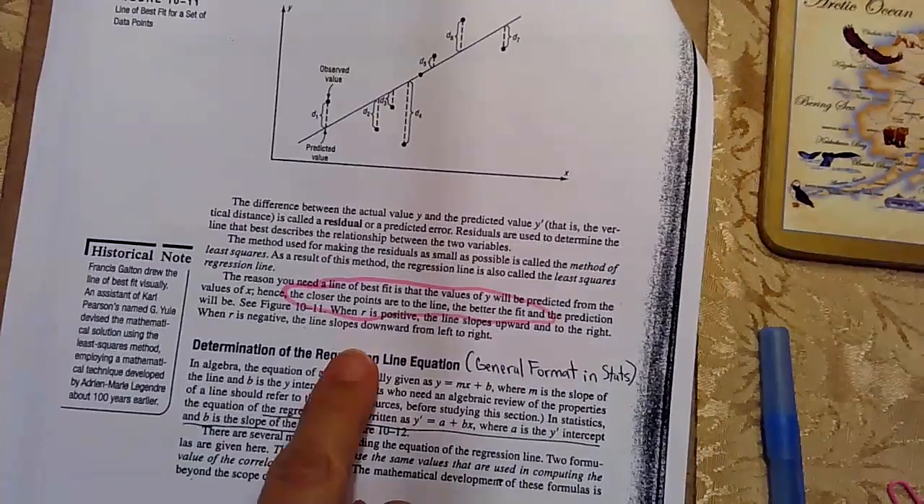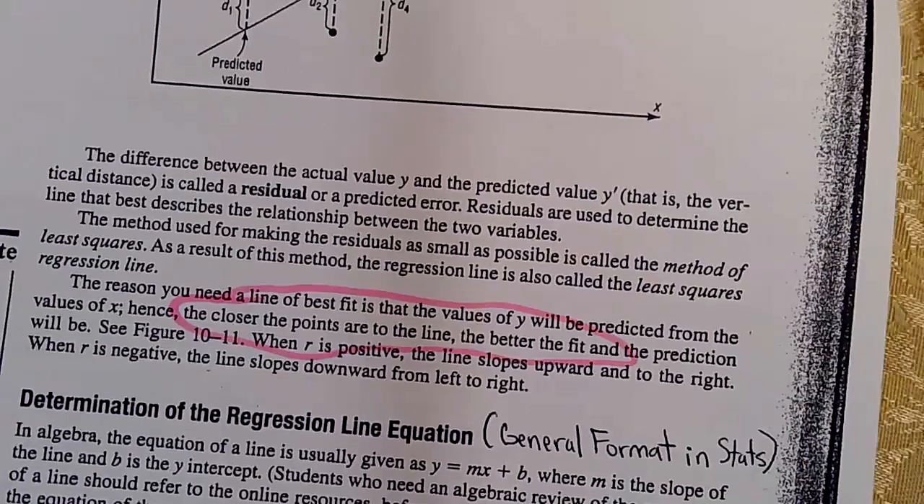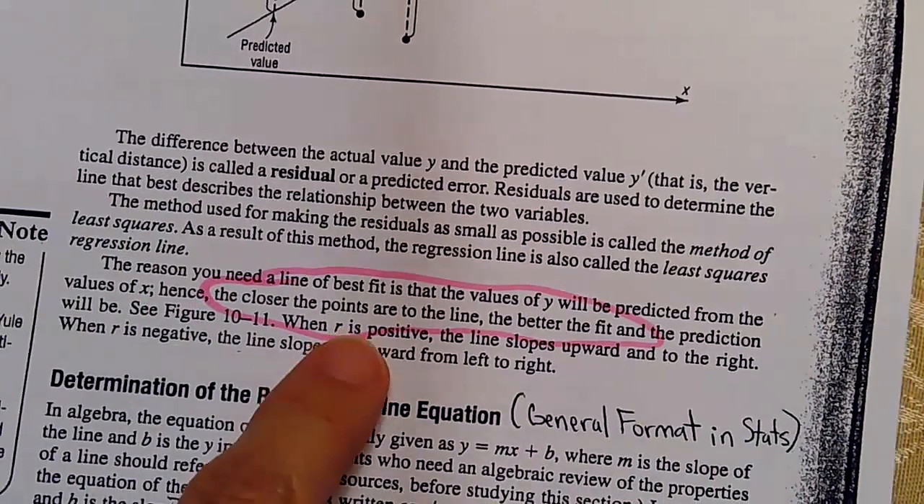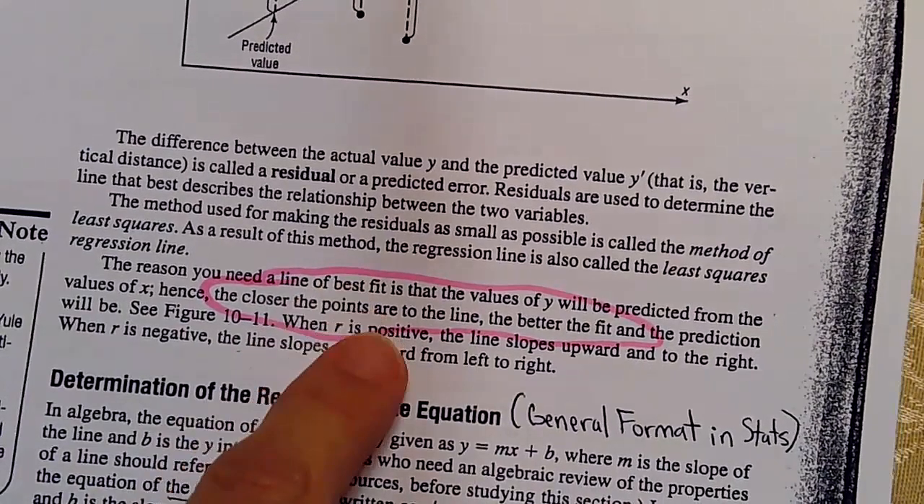Here I have this highlighted. The reason you need a line of best fit is that the values of y would be predicted from the values of x. Hence, the closer the points are to the line, the better the fit. I think there's a question in your homework related to that.